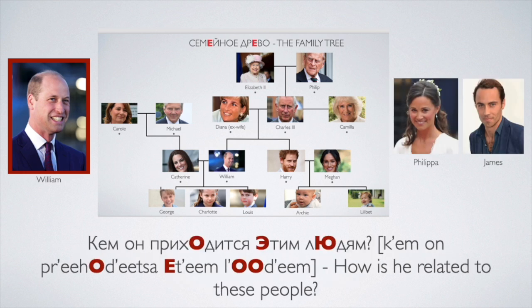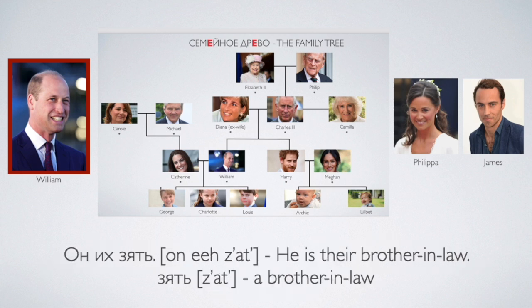Кем он приходится этим людям? How is he related to these people? Он их зять. He is their son-in-law. Зять. We can see that for his wife's relatives, he is зять. For her parents, as well as her brother or sister.